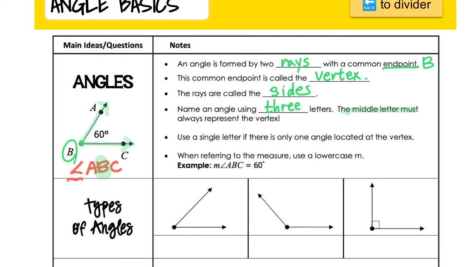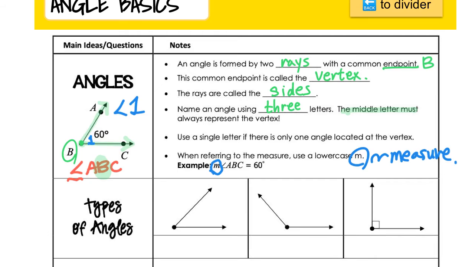Using a single letter if there is only one angle located at the vertex. So, for example, I can put number 1 here as an angle name. Then we can also call it angle 1. When referring to the measure, use a lowercase m. So m stands for measure. So when we're talking about the degree of angles, we need to always put m in front of that angle symbol.